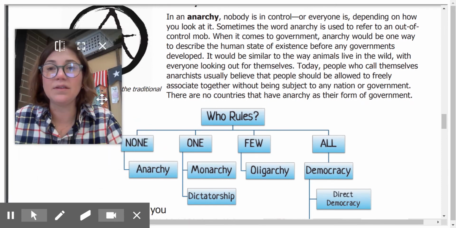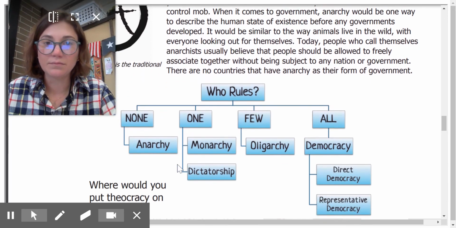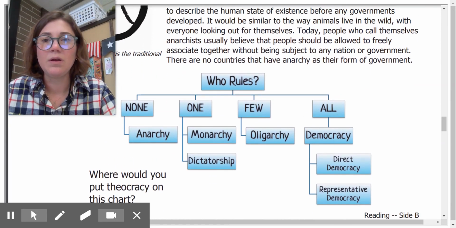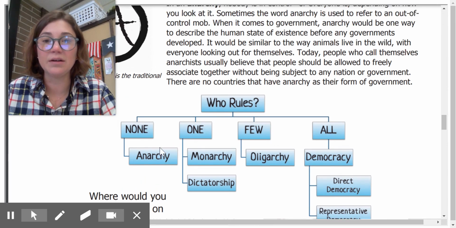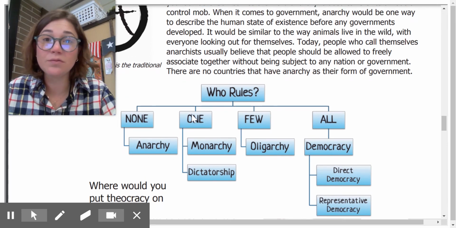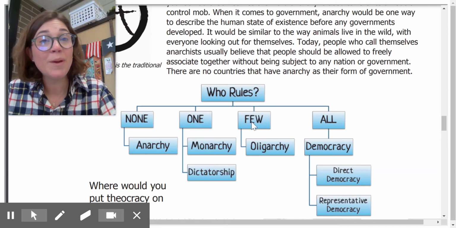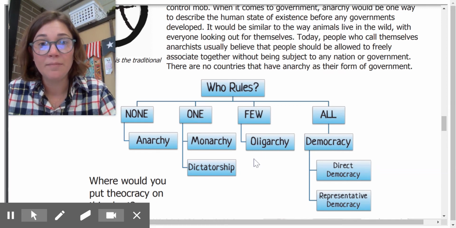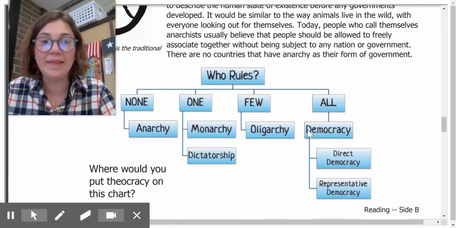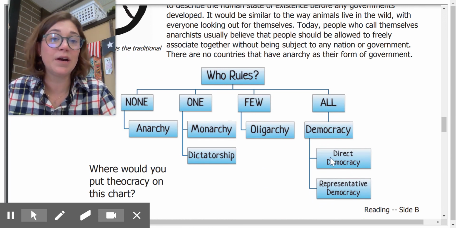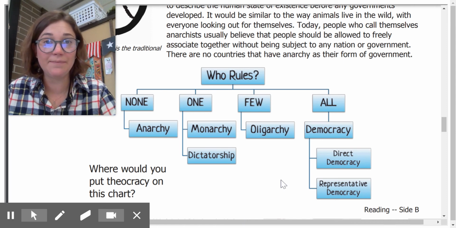So when you come down here, this is an awesome chart. Who rules, right? If no one rules, it's an anarchy. If one person rules, it's going to be a monarchy or a dictatorship. If a few people rule, it's going to be an oligarchy. But if everybody has power, then that's a democracy. And again, we have our two types of democracy, the direct democracy and the representative democracy.